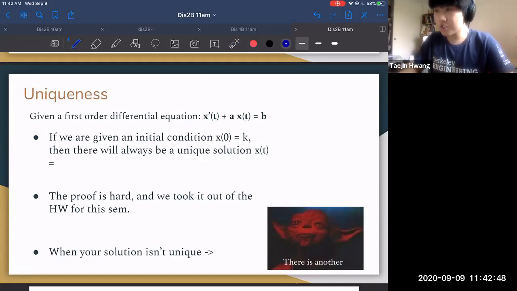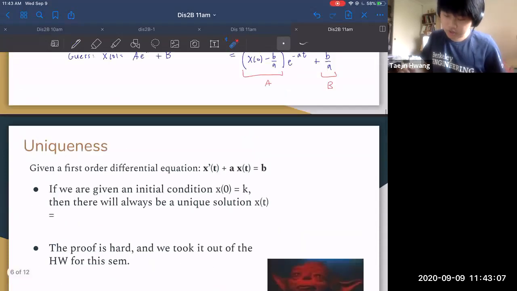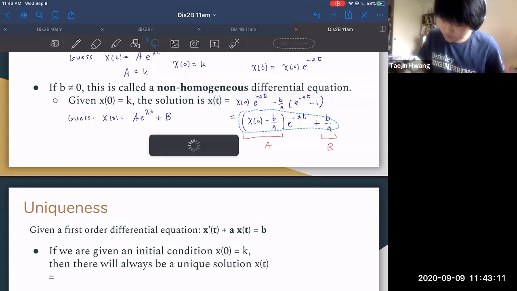this kind of begs the question that all of you have been asking: why does all this work? Why is guess and check working the way it is? It all seems like black magic right now. So it works because of this thing we call the uniqueness theorem, which says if you're given a differential equation of this form, we're always going to have some unique solution. And this unique solution is going to be of this form.